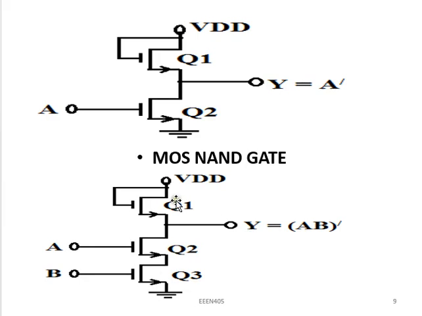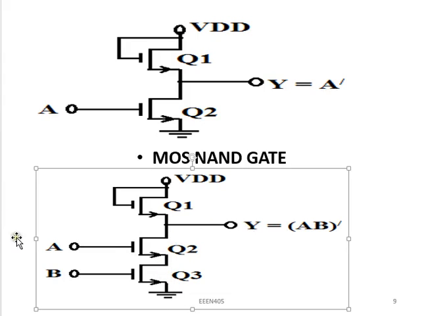But in a situation where A is high, B is high, it means Q2 and Q3 are all conducting, therefore whatever I have at this point can directly go to ground, therefore my Y should be low. So if you look at this one, whenever both of them are high, the output is low, but any other combination, the output is high, and this is exactly the operation of NAND gate.